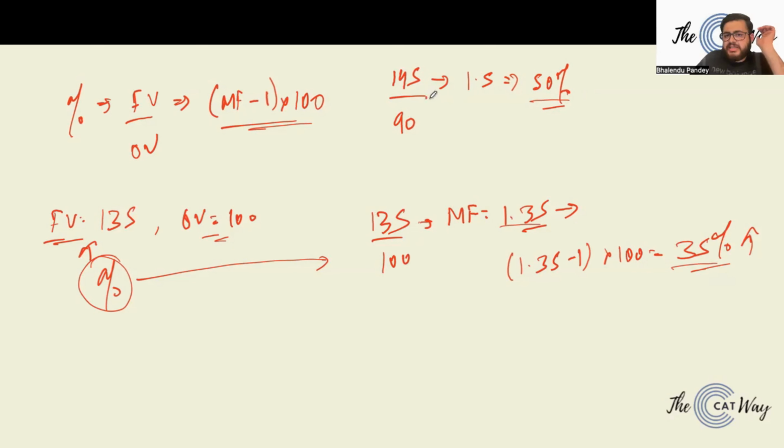And this is nothing but this is what? 3 by 2. If you want to convert it into fraction only, that's also fine. See, this is nothing but 3 by 2. 3 by 2 is what? By 2 was the original value.